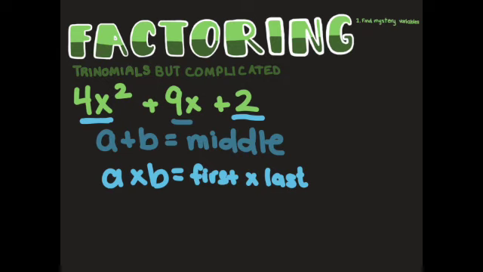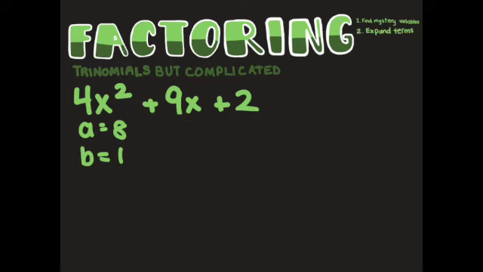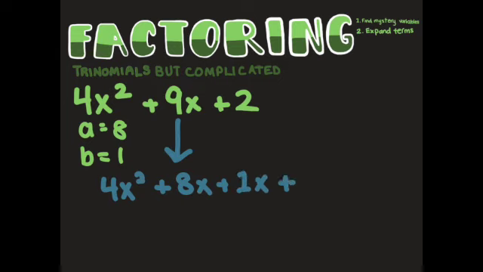So if we use our brains, we can figure out that in this case, a is equal to 8 and b is equal to 1. Once again, it works the other way. Commutative property, you know. So now it's time for step 2, which is just expanding it out. So we'll take that 9x term and we'll split it. So 4x squared, we'll split that 9x into 8x and 1x, or just x. I'll write it as 1x just to keep the fact that 1 is there in mind, and then plus 2.